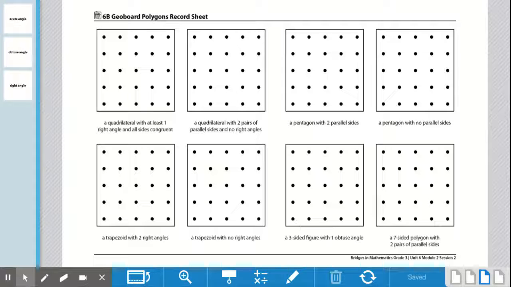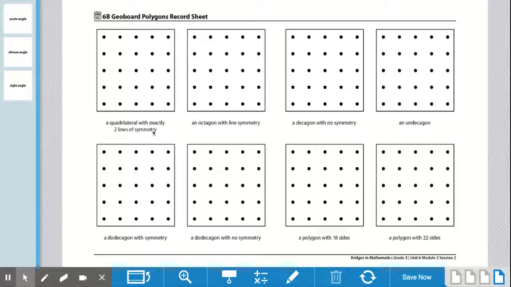So I'm thinking, which one do I want to do? Let's look at the last one. The last one is the hardest one. A quadrilateral shape with four sides with exactly two lines of symmetry. So if you remember that word symmetry. An octagon with line symmetry.